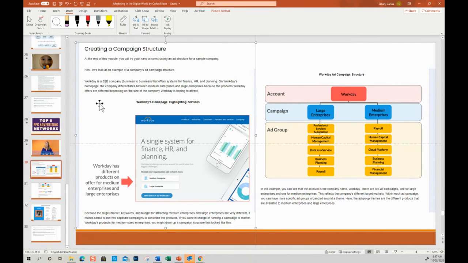This company has financial services, and they have all these types of services. It's called Workday. That's the name of the company, so that's what decided the account to be. So think of it as the highest level: the account is Workday. Now they have two major targets. So you can have different campaigns, and they decided we're going to have one campaign targeted to large enterprises and another campaign for medium enterprises. Why? Because large enterprises are very different from medium or small businesses.